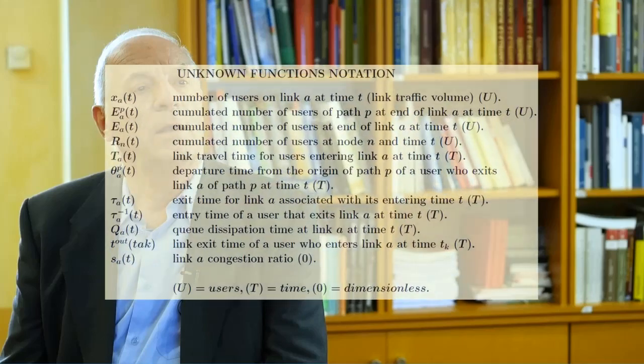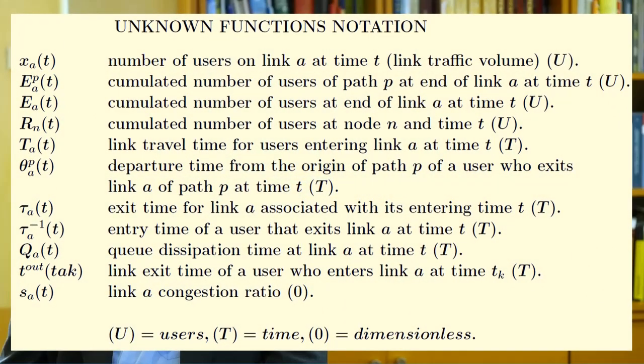Before modeling a given problem, we need to understand it very well and think about what we want to do with our model. Next, we need to identify all the variables or functions relevant to our model. After this process, we have decided to include the following functions. 1. XA of t, which is the number of users on link A at time t, the link traffic volume. EPA of t is the accumulated number of users of path P at the entrance of link A at time t.